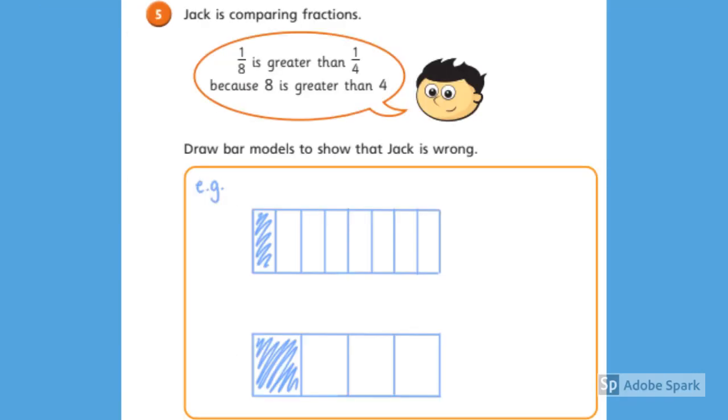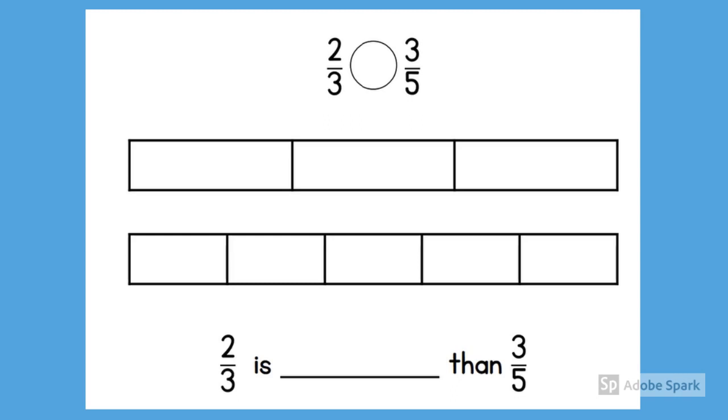For question 5, Jack is comparing the fractions. We have drawn 2 bar models to show 1/8 and 1/4. Remember, the bar models have to be the same size but cut differently. We can clearly see that 1/8 is smaller than 1/4, so Jack is wrong. So let's continue with comparing fractions.